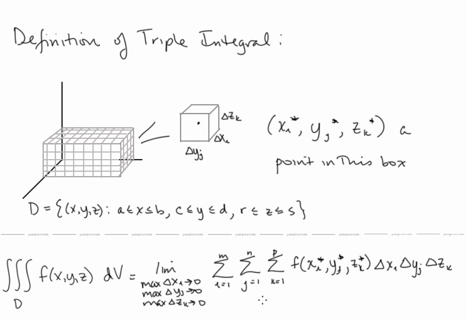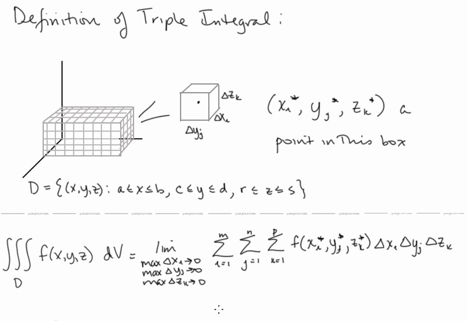And so the Riemann sums for our triple integral look like this. We've got summation over i, over j, and over k. We've got the function value here, and when we're computing total mass, that's going to be the density function, but in general, it's any function of x, y, and z multiplied by our volume element here. And of course, the triple integral is defined as the limit of these Riemann sums as the maximum delta xi, delta yj, and delta zk go to 0.